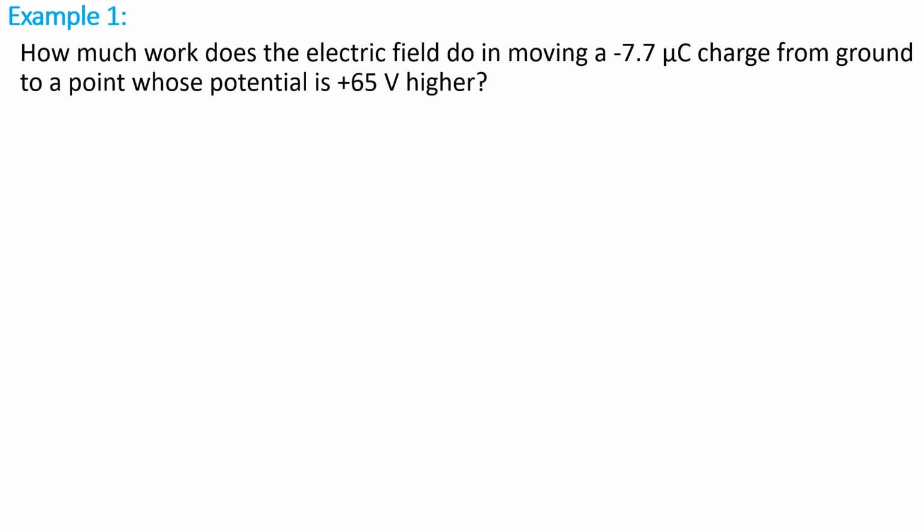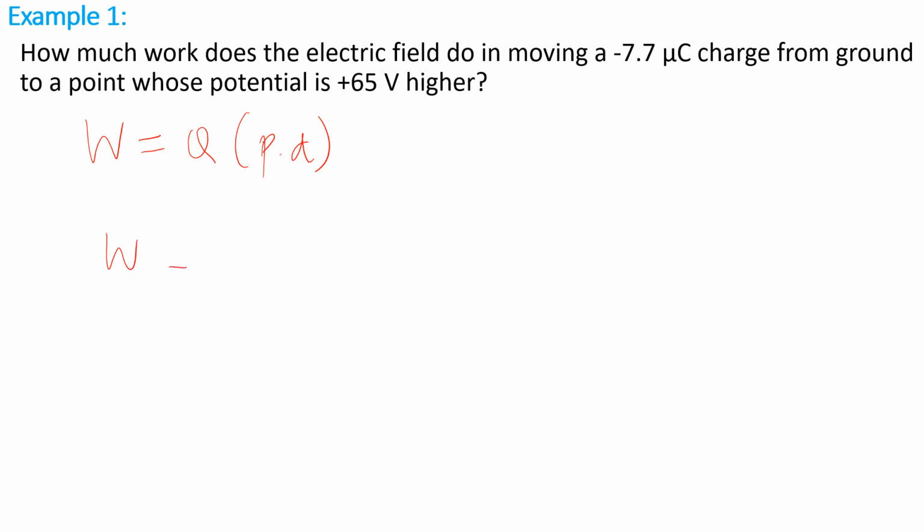The first example reads: how much energy does an electric field do in moving a negative 7.7 microcoulomb charge from ground to a point whose potential is positive 65 volts higher? So we recall that the work done by an electric field on a charge is the same as that charge which is being moved multiplied by the potential difference between the initial and the final point where the charge is moved.